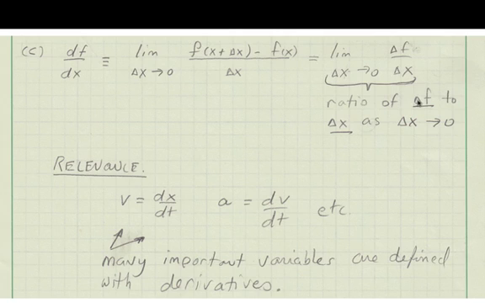It's a ratio of a change in a variable to a change in another variable in the limit as the variable in the denominator goes to 0. Why is it relevant? Well, many important variables such as velocity and acceleration are defined with derivatives.